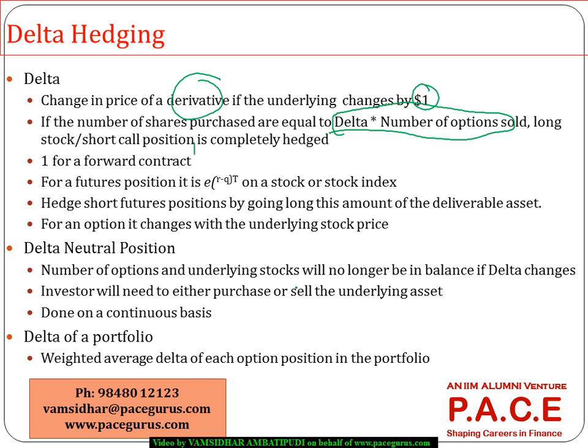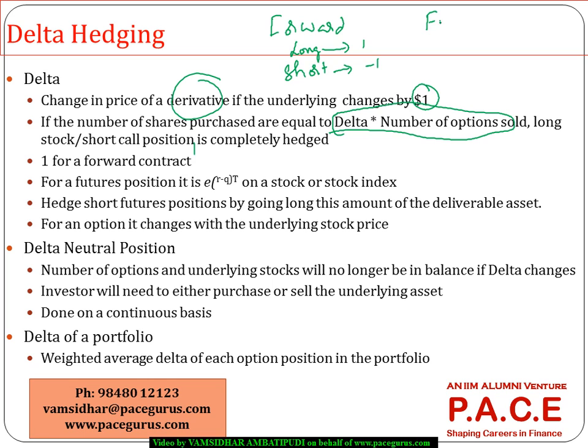So in case we are talking about a forward contract, typically for a forward, or even a stock, the delta is always 1. Because for a forward, if the underlying increases by 1 rupee, the forward contract also increases by 1 rupee only. So for a forward, the delta is always 1. Probably these are some of the numbers you have to be comfortable with. For a long forward, the delta is always +1. For a short, the delta is always -1.